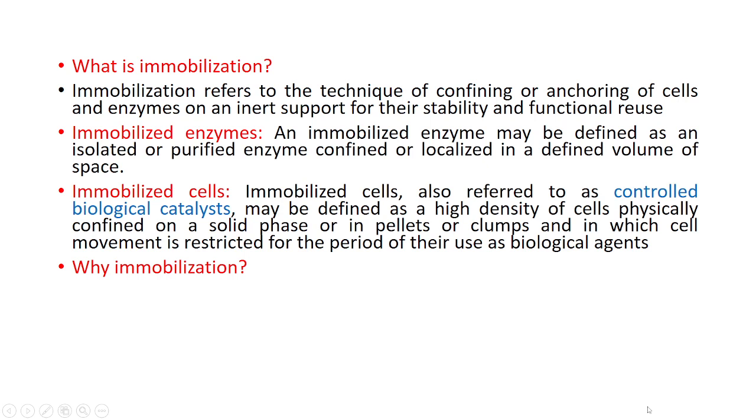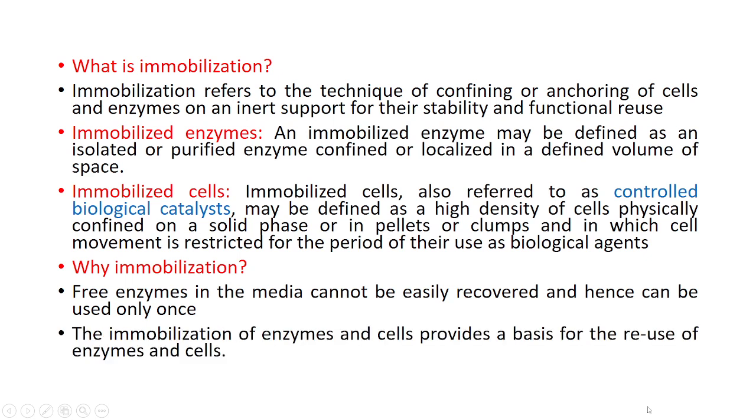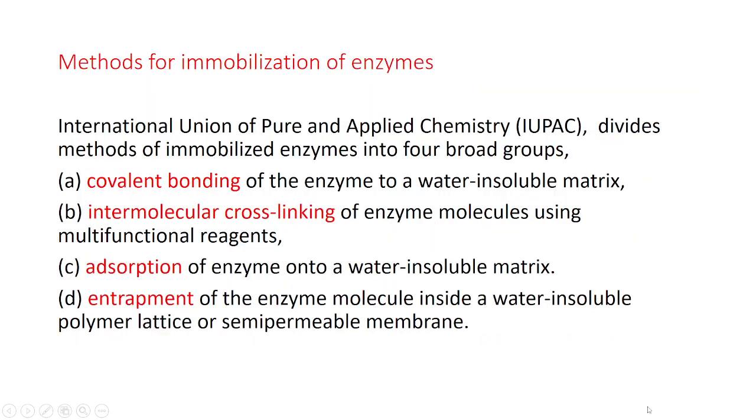Okay. So when you're immobilizing the enzymes or cells, what can happen? You can easily recover the cells and enzymes from the media. Because free enzymes in the media cannot be easily recovered and can only be used once. But immobilized enzymes or cells can be easily recovered and can be reused again and again. So that is the main aim for immobilizing your cells or your enzymes in an industrial bioreactor or a fermentation. So there are different methods for immobilization.